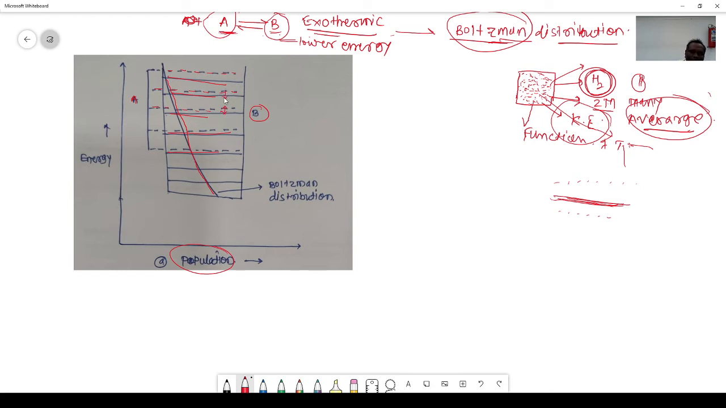These B energy levels are lower in energy by this much amount, delta. So the B gas molecules will have lower energy than the A gas molecules, right? In that case, more products are favored.